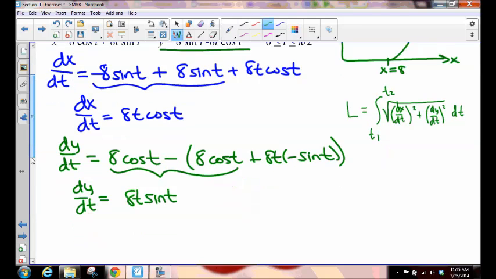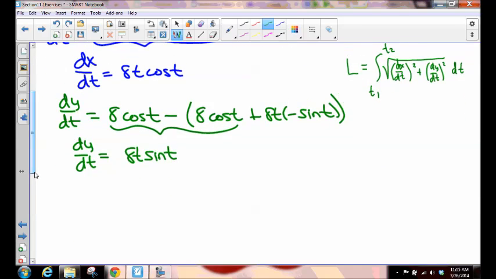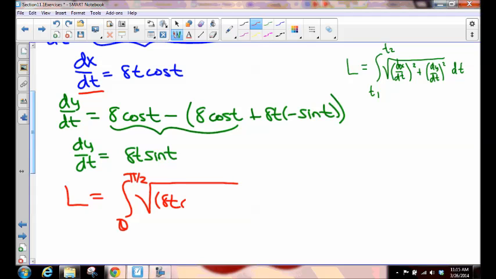And now we're ready to substitute into our length formula. So the length is going to be equal to the integral from 0 to pi over 2 of the square root of dx dt squared. So that's going to be 8t times cosine t, the whole thing squared, plus dy dt squared. So that's going to be 8t sine t squared, all times dt.